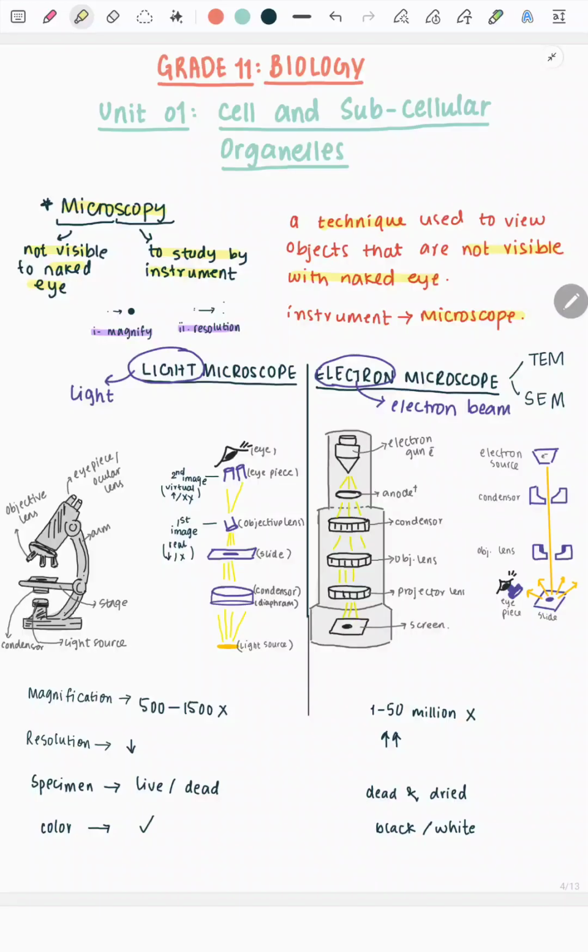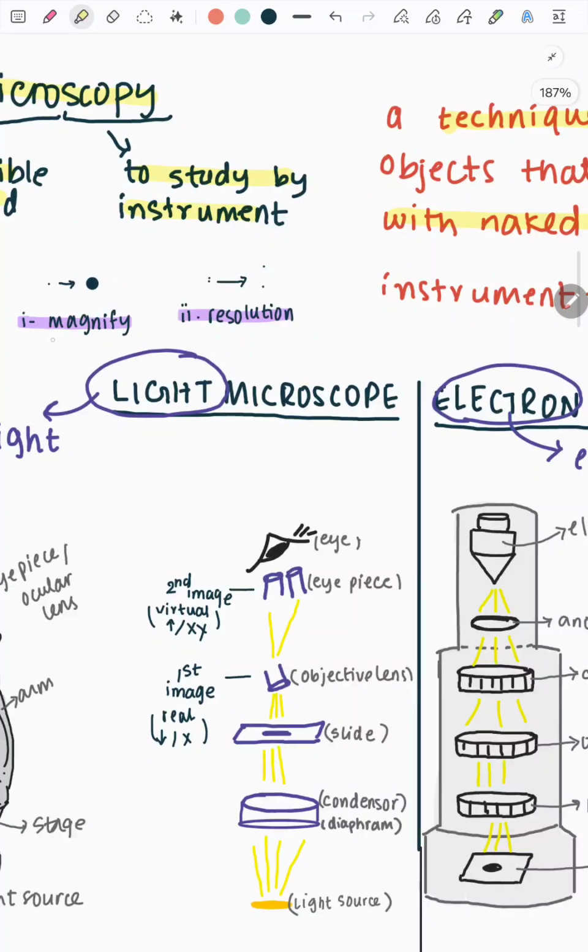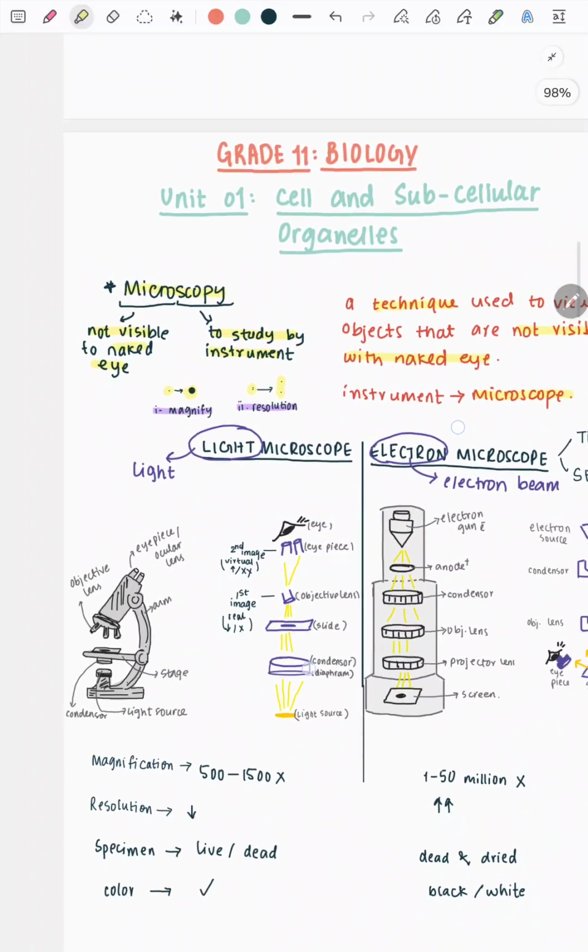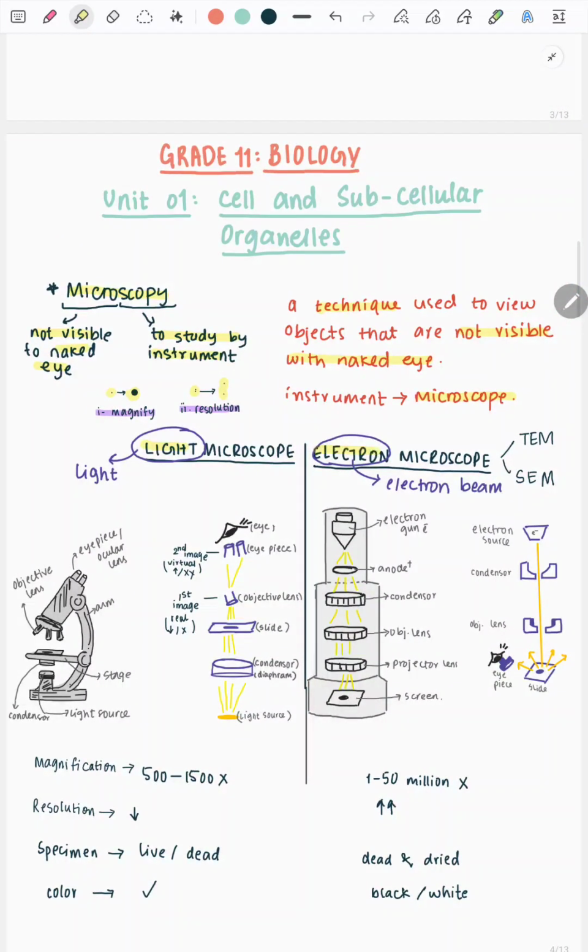Now, there are two terms related to microscopy. These are magnification and resolution. The term magnification means to increase the size of an object, that is, a small object is made to be seen as a larger one. However, the term resolution means to see two closely placed objects as two separate objects. There are two types of microscope, the light microscope and the electron microscope. A light microscope uses light to visualize the objects, whereas an electron microscope uses an electron beam. Electron microscopes are of two types, the transmission electron microscope and the scanning electron microscope.